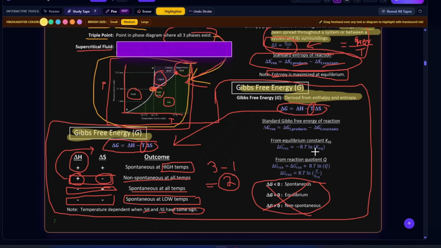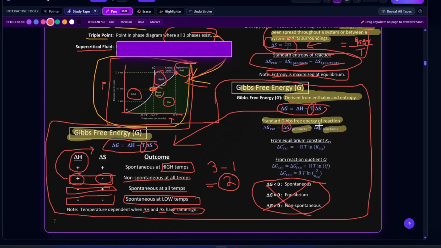So now we could go over standard Gibbs free energy of reaction, which is also products minus reactants of delta G. And now we can go over the equilibrium constant. You can also find the delta G of the reaction from the equilibrium constant. So this is a constant here, R, and then T and ln there. You need to know how to use this. And from the reaction quotient, you also need to know how to use this too.